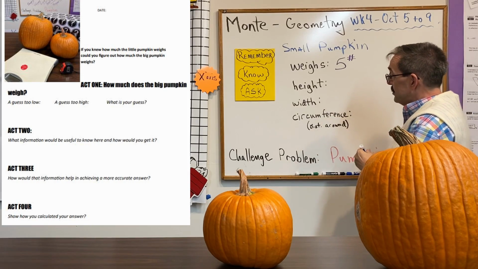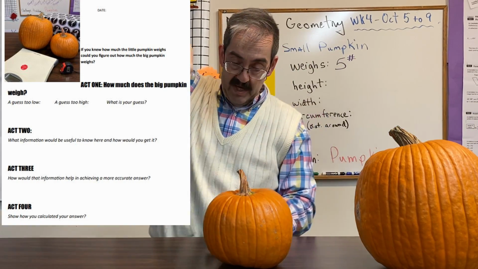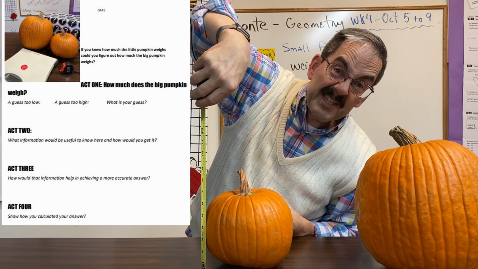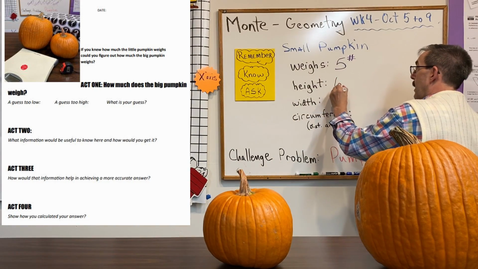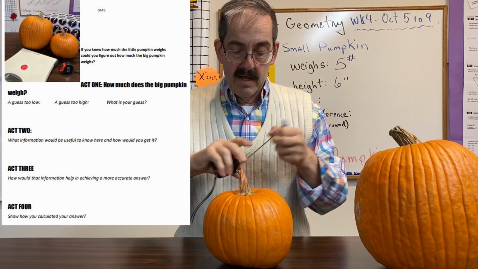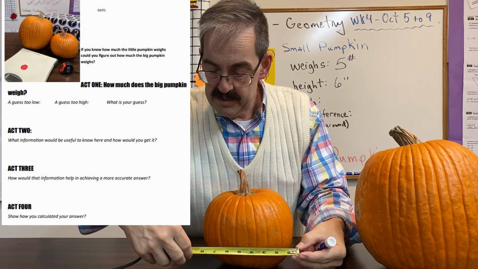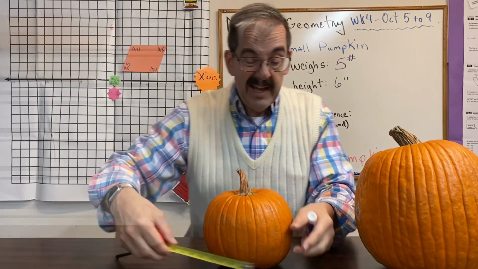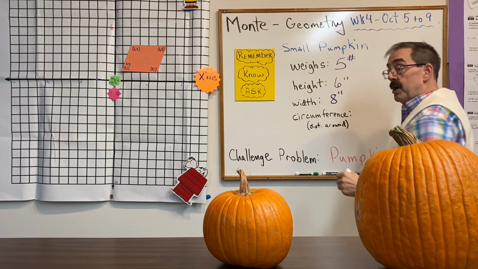Okay, other questions people wanted to know. How tall is the small pumpkin? Okay, so small pumpkin, we're going to say 6 inches. How wide is this pumpkin? Okay, so we'll look about right there, tip it back. I really like 8 inches. Let's do 8 inches.